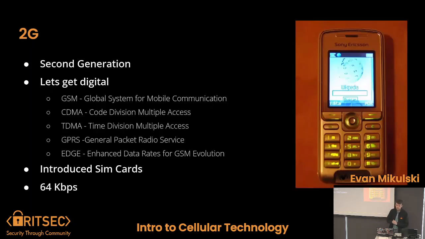Now we get into 2G, the second generation. So now things start getting digital. So first off, there's a couple things that we need to talk about first, which is GSM, CDMA, TDMA, GPRS, and EDGE. These are all protocols and standards that exist within the 2G spec. So 2G kind of defines the broad capabilities where now we start diving into more protocols and standards within this broad generation. So GSM, this is kind of like the parent standard.